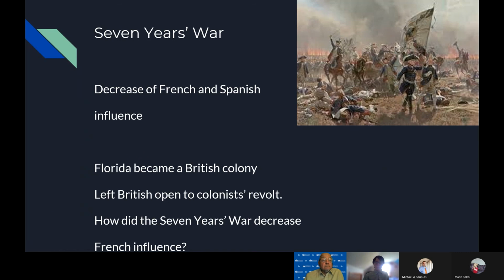So obviously the British won. Florida became a British colony, which really dropped Spain off the influence list in this land. French also lost, so they lost some influence. However, because of the cost of the war, it left British open to colonist revolt. And because of the attitudes towards slavery in Jamaica and the shifting attitudes in Britain that were becoming more open towards freeing slaves, colonists were also open to revolt.